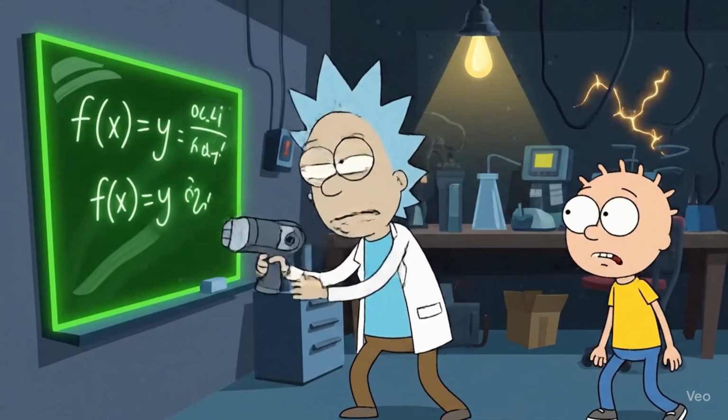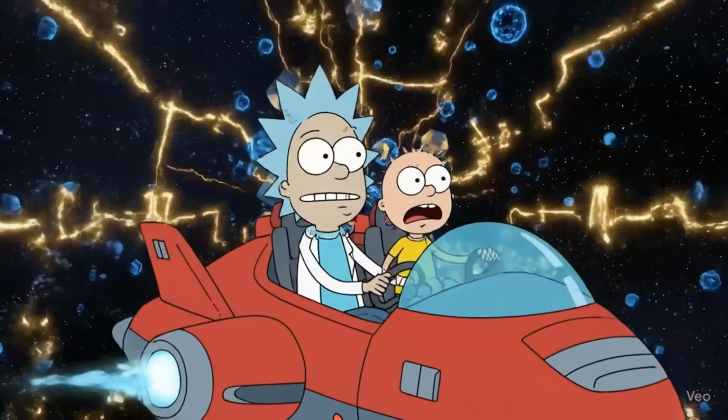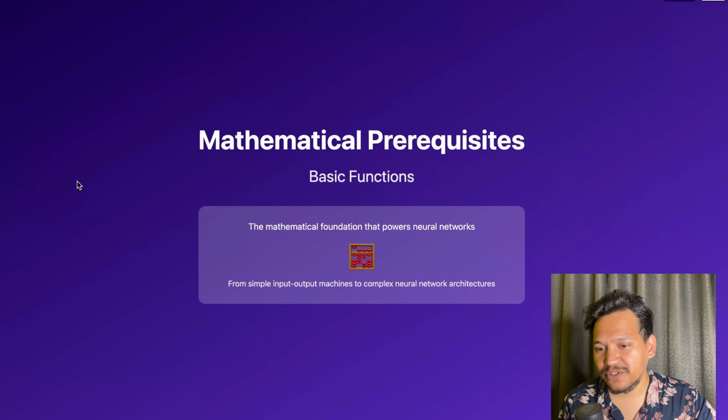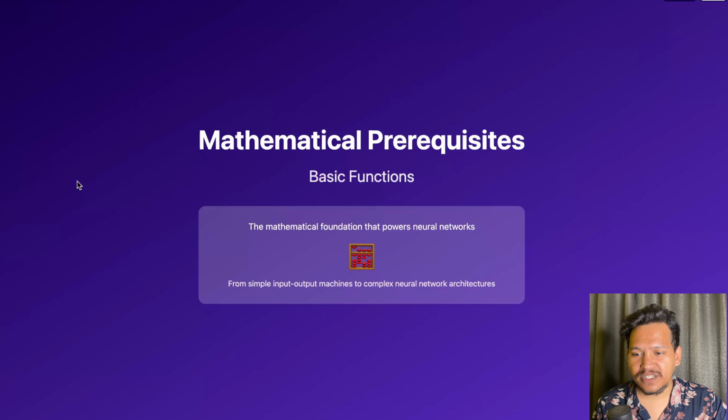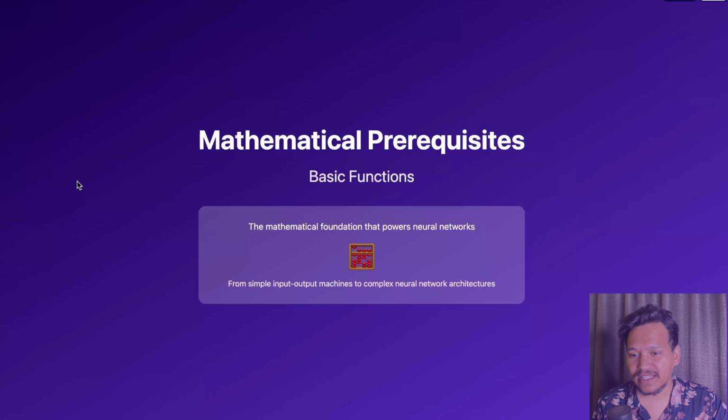Welcome back. In our last video, we learned that a single neuron is essentially linear regression in disguise. But to truly understand how neural networks process information, we need to establish some mathematical foundations. Today, we are covering functions, the mathematical concept that's at the heart of everything neural networks do. Don't worry, we will keep this practical and visual. By the end of the video, you will see exactly why functions are the perfect tool for understanding neural networks.